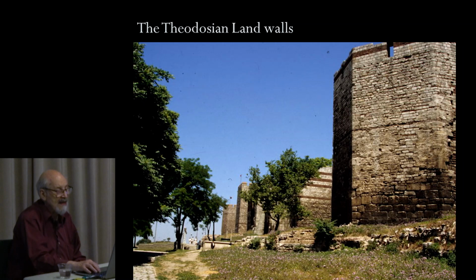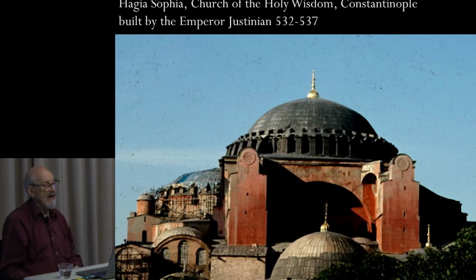So here are the walls which completely encircled Constantinople, now Istanbul, of course. And here is the Church of the Holy Wisdom, which in Greek is Hagia Sophia of Constantinople, built by the Emperor Justinian in the middle of the 6th century. It is supported on absolutely massive piers on two sides and hemispherical structures crowned by half domes on the two other sides.